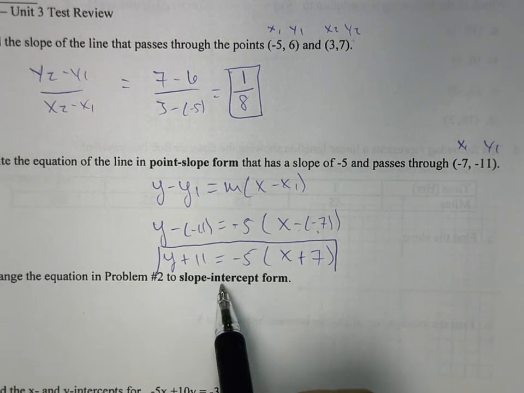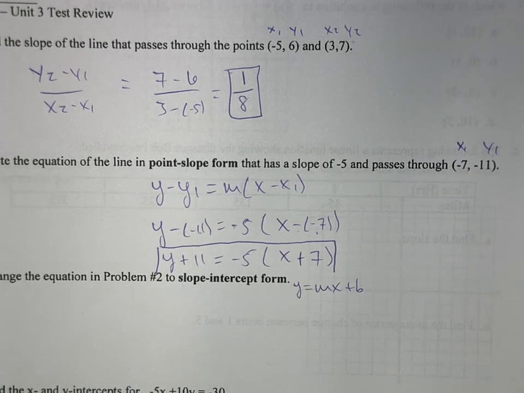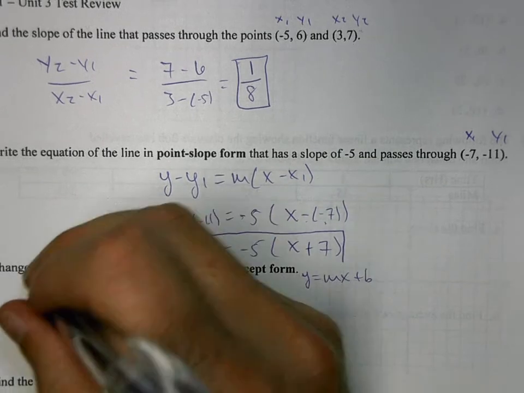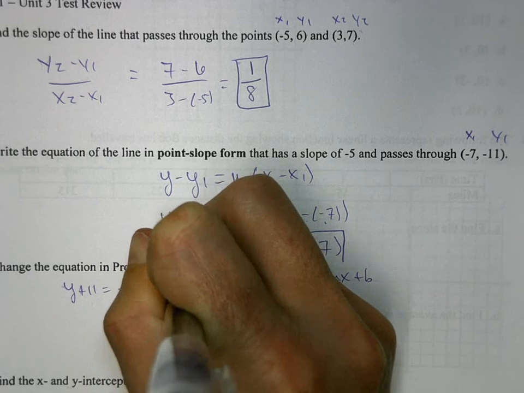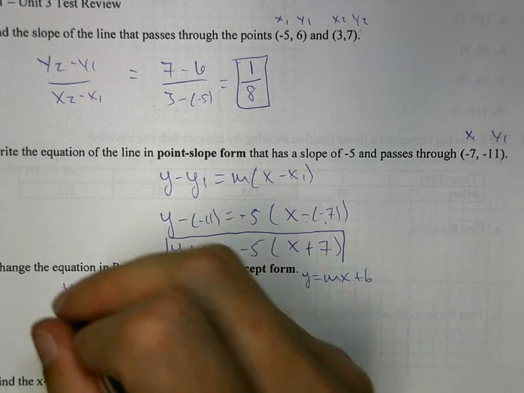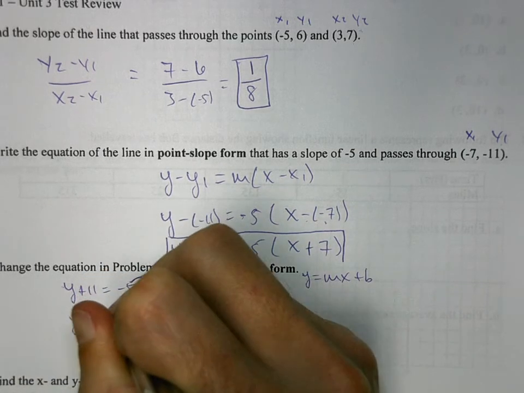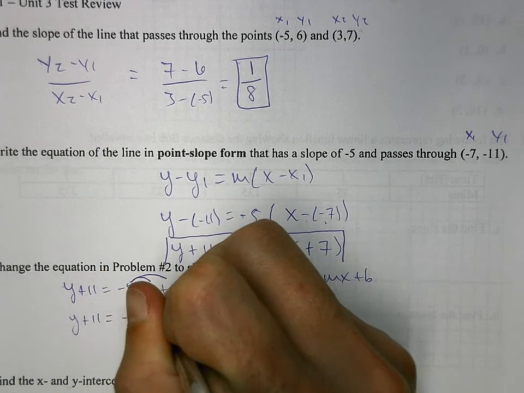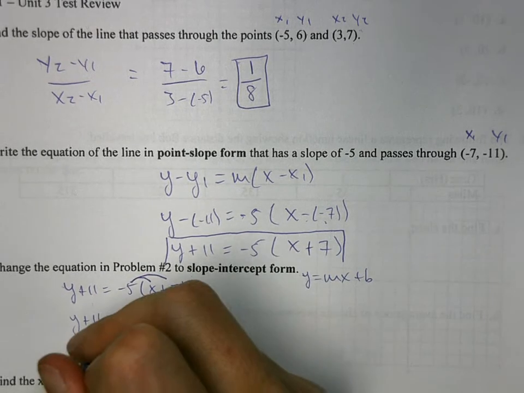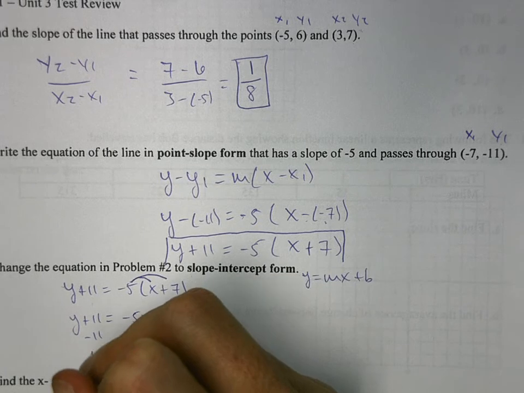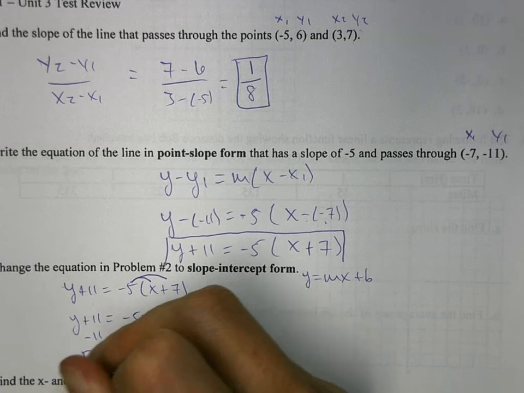Change this equation to slope-intercept form. Slope-intercept form is y equals mx plus b. So we're going to try to solve for y. So I'm going to start by rewriting the equation. And we're going to distribute the negative 5. So y plus 11 equals negative 5x minus 35. To get y by itself, we subtract 11 from both sides. Y equals negative 5x minus 46.